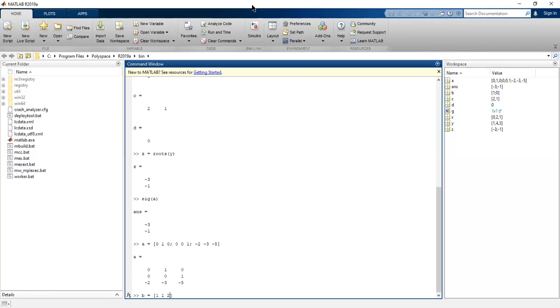But you have to put a transpose on the outside of the bracket, which is not the comma, it's the apostrophe. We put the apostrophe at the end of that. All right.